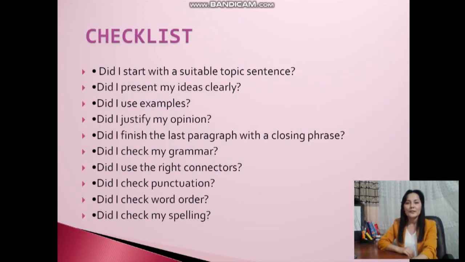Now, dears, you are ready to write your own for and against essay. Always remember to proofread your essay, to check for mistakes. And here is the question that you can ask yourself.